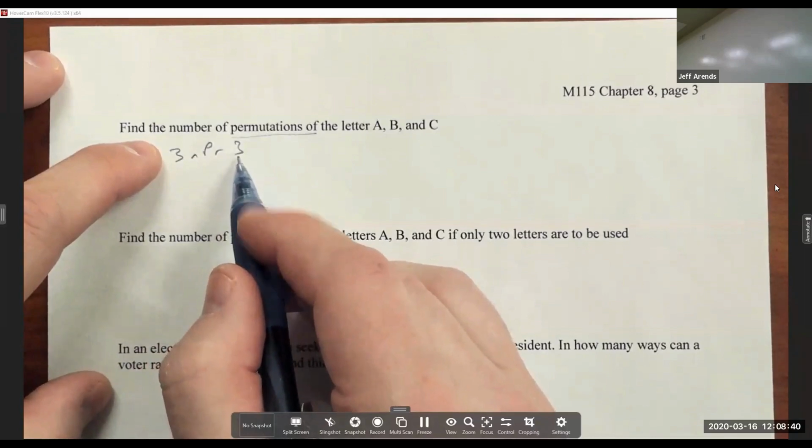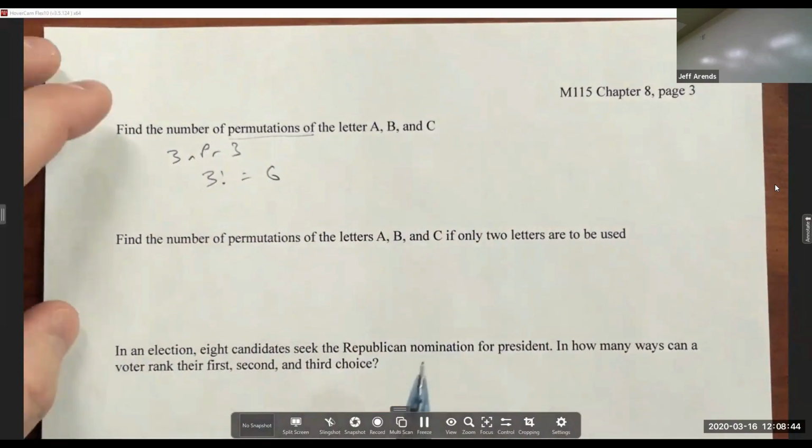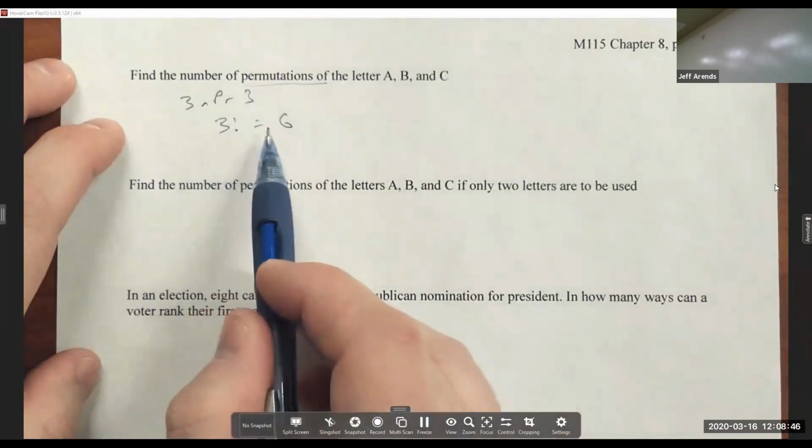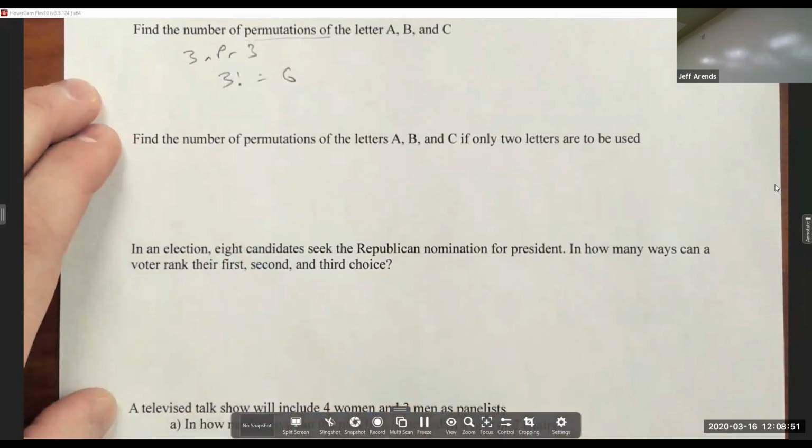So 3 nPr 3, which is the same as 3 factorial. That's just 6. 3 times 2 times 1. I just have that memorized. I don't feel it's really necessary to plug into the calculator, but you could easily do so.